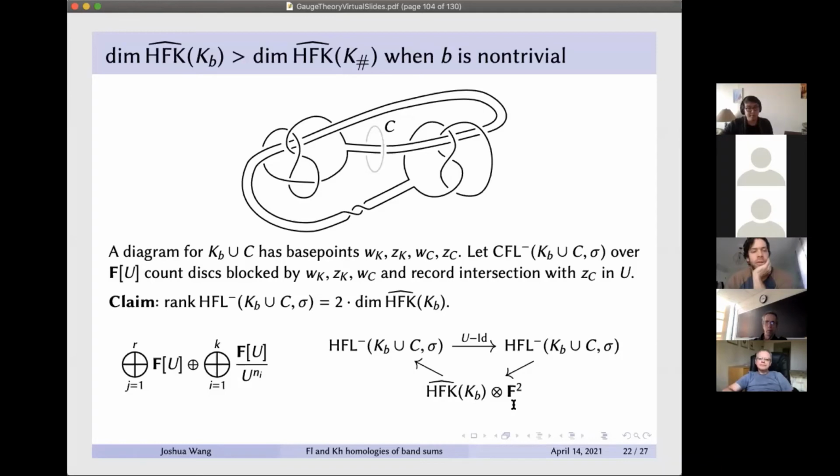So shouldn't it be the other way, the claim? Shouldn't the 2 be on the other side then? The 2 comes from the fact that this... Oh. Okay. This vector space here is twice the dimension of HFK-hat. Right.